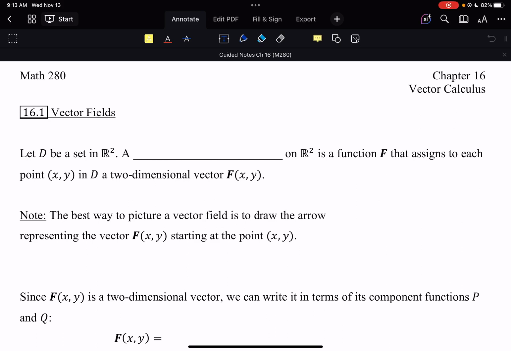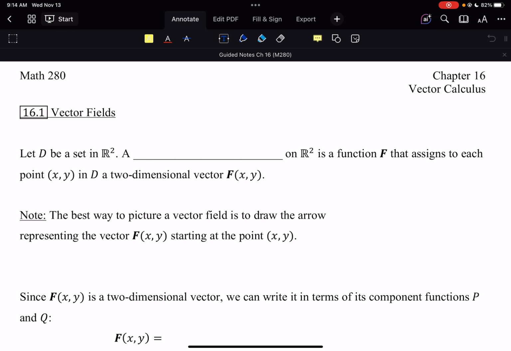Welcome to section 16.1. In this chapter, we are going to be seeing the culmination of all of the work we have done through Calculus 3 involving partial derivatives, multiple integrals, functions of multiple variables, vectors and vector functions. All of that is coming together to give us the concept of vector calculus. In 16.1, we're going to introduce the concept of a vector field.